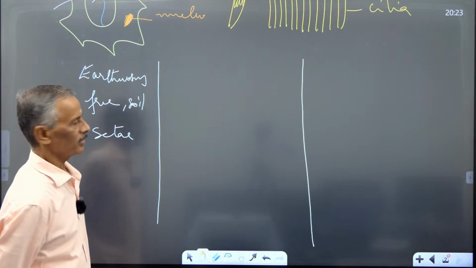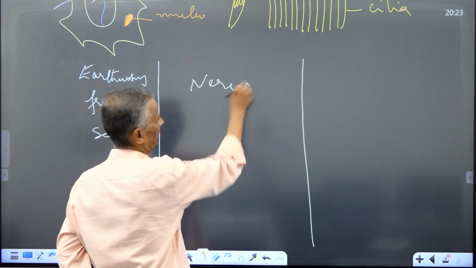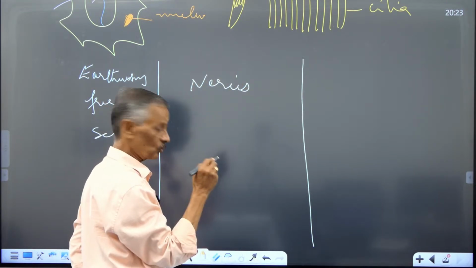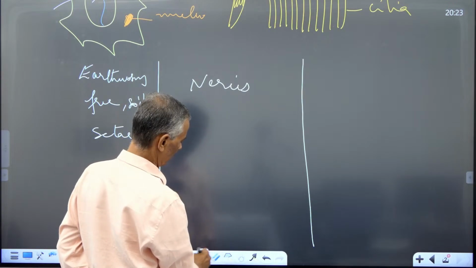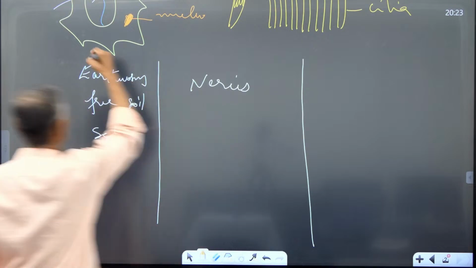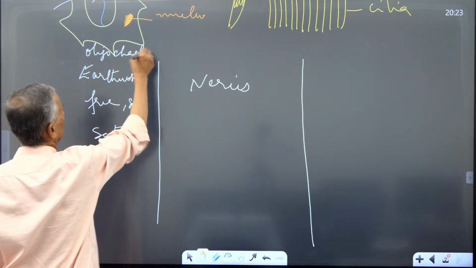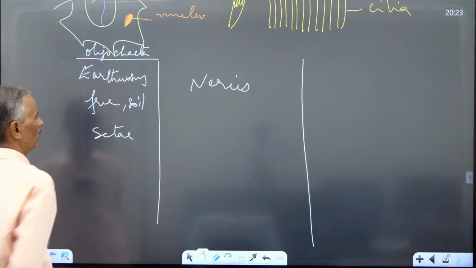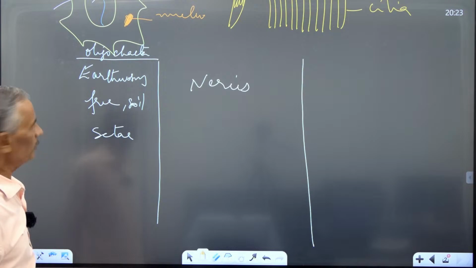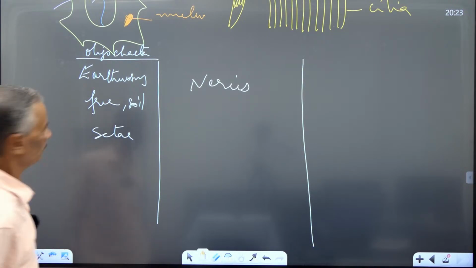The second group is Nereis. I will tell you the name of the class to which they belong, and it is better to identify this group. Earthworms are called Oligochaeta. That class is called Oligochaeta. Oligo means few, chaetae means setae. Setae are very few in their body which are helping in locomotion.